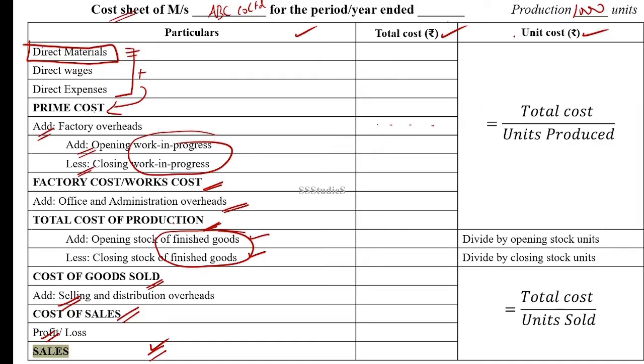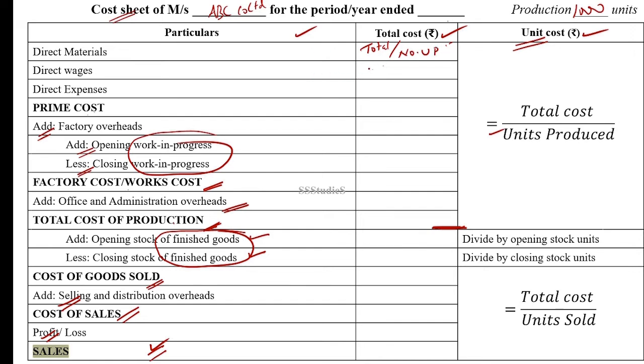Coming back to the cost sheet, we also have to find out the unit cost or cost per unit. How are we going to find out the unit cost? Up to total cost of production, up to this point of the cost sheet, we find unit cost by total cost divided by units produced. For direct materials, we take the total cost of direct materials and divide by units produced. So you will get direct materials per unit.